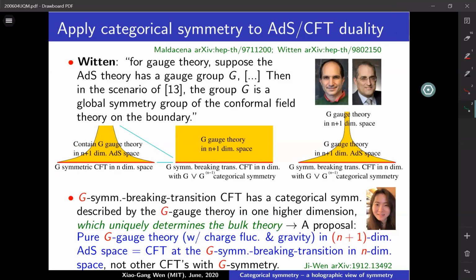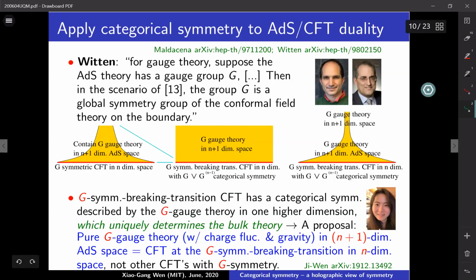But here what we have is a G gauge theory in one higher dimension. And this G gauge theory is associated with a particular CFT. Not an arbitrary CFT with a G symmetry, but a particular CFT with a G symmetry, which is representing this G symmetry breaking transition CFT. Another way to say it is that this particular CFT not only has a G symmetry, it also has this dual symmetry. So what we are really saying is that this particular CFT with this categorical symmetry has a uniquely determined bulk G gauge theory.